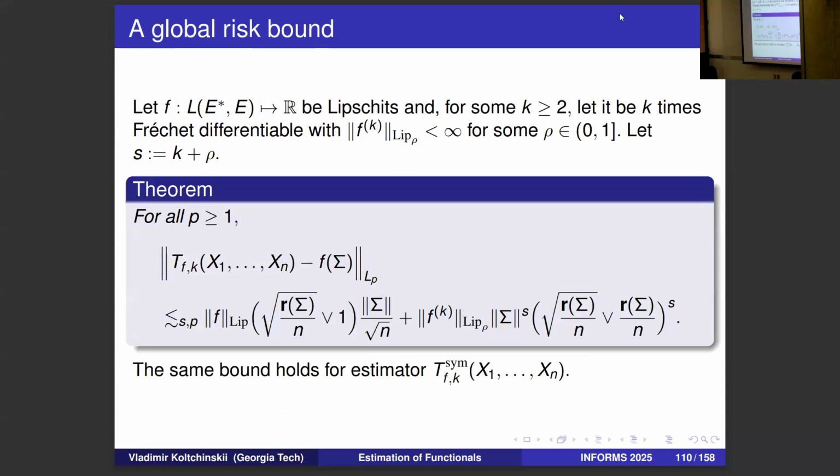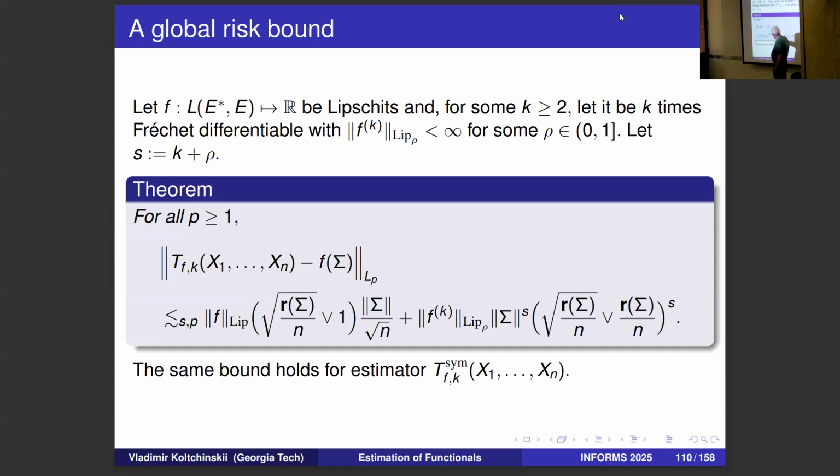This is one of the first results. It's a global bound, so I'm assuming some global differentiability. I assume that f is k times differentiable on the whole space of bounded symmetric operators from E star into E, and the last derivative satisfies a Lipschitz condition with constant rho. So we have smoothness s, which is k plus rho in this case. In this case, it's possible to prove this bound.